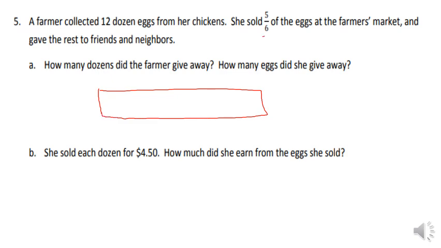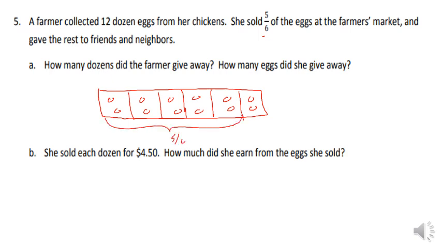And it says here sixths, so we're going to go ahead and split it in half. Then I'm going to split the halves into thirds. We have 6. And now it says she had 12 dozen eggs. So there's 1, 2, 3, 4, 5, 6, 7, 8, 9, 10, 11, 12. And it says that she sold 5/6. There's 5/6 she sold. And this here is the 1/6 which she gave away.